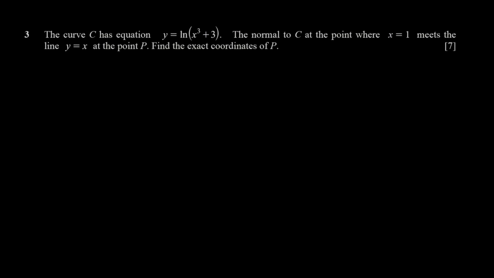Question 3. The curve C has equation y equals ln(x cubed plus 3). The normal to C at the point where x is equal to 1 meets the line y equals x at the point P. Find the exact coordinates of P.